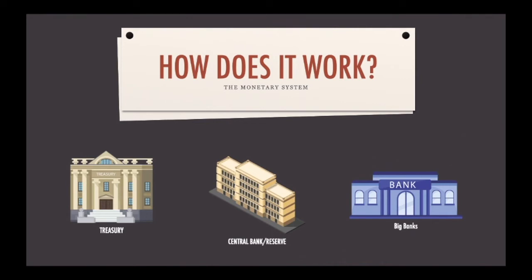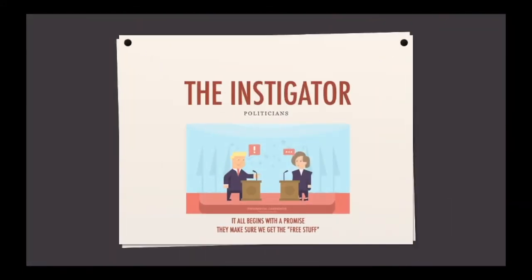Here are the main characters of our monetary system story: the treasury, the central bank or the reserve, and the big banks. Maybe Chase, Bear Stearns, JP Morgan Chase. So JP Morgan is Chase. Wells Fargo. These are the big banks. ADB. If you understand this system, it begins with a promise.